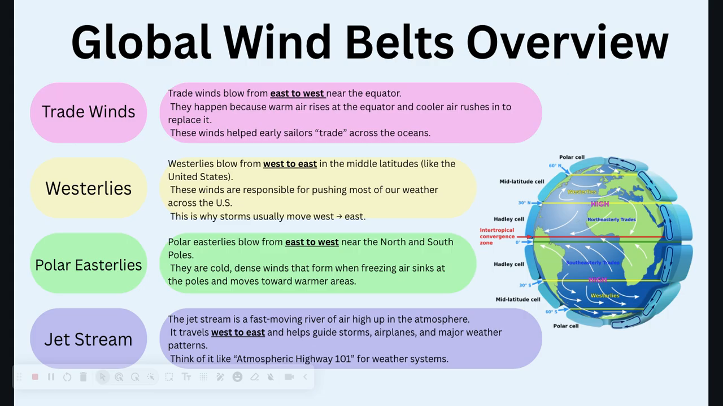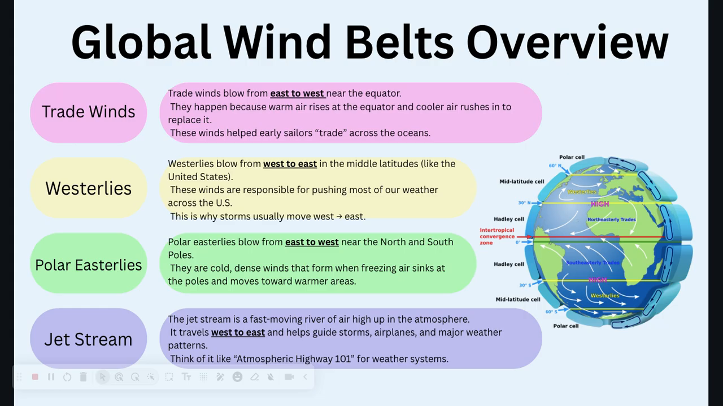Okay, the westerlies. So we have our trade winds, and then we're going up in latitude. Westerlies blow from west to east in the middle latitudes, like the United States. So the westerlies go through the United States. These winds are responsible for pushing most of our weather across the U.S., and this is why storms usually move from west to east. So if we have rain or some kind of disturbance coming in, it almost always goes from the west to the east.